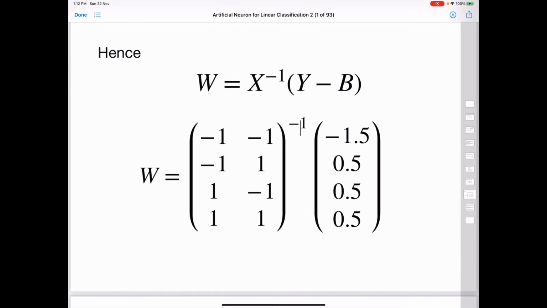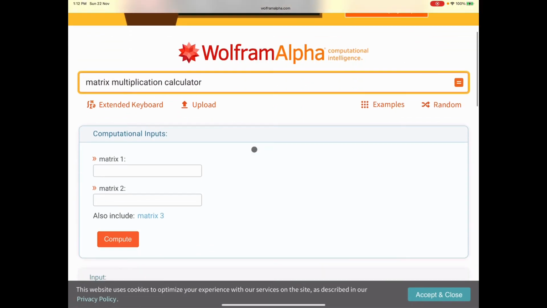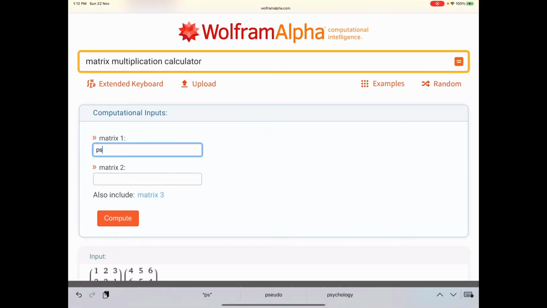In our case, this is our matrix: the pseudo inverse of this matrix multiplied by another matrix. So let's do it. For matrix 1, we type pseudo inverse, then a matrix symbol. The first row is negative 1 and negative 1, the second row is negative 1 and positive 1, the third row is positive 1 and negative 1, and finally the last row is positive 1 and positive 1. Meanwhile, for matrix 2, the first row is negative 1.5.